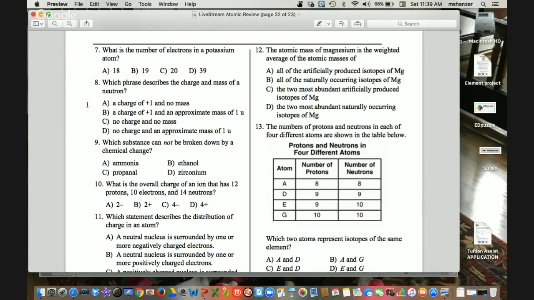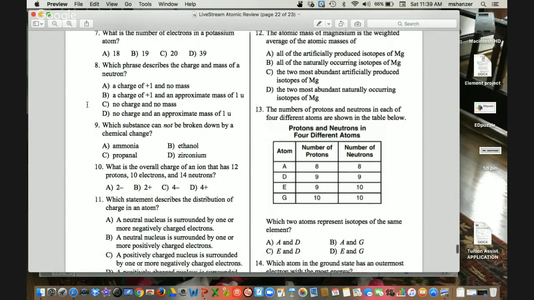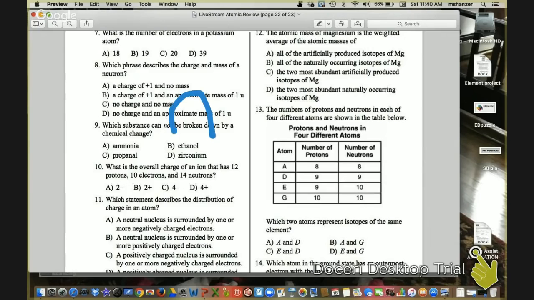Question 8, which phrase describes the charge and mass of a neutron? When we look at this one, if we forget, we can go to Table O. But when we talk about the charge and mass of a neutron, we know that a neutron has no charge, but we know that it does have a mass, and that's why it's going to be choice D. If we talk about its notation, and I'll just write over this, there's your neutron with a mass of 1 and a charge of 0, and that's going to be found on Table O.